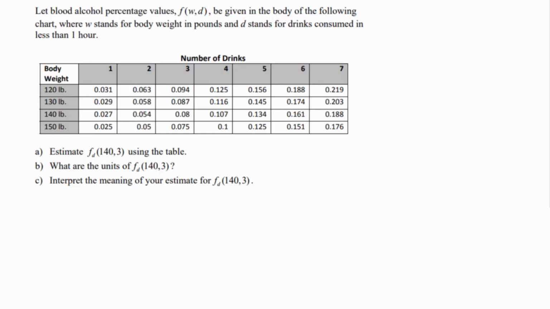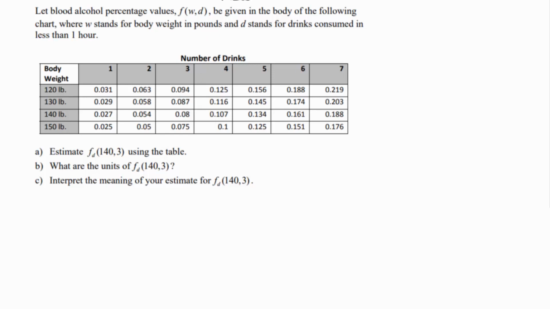Okay, it says let blood alcohol percentage values F of W, D be given in the body of the following chart, where W stands for body weight in pounds and D stands for drinks consumed in less than 1 hour. Estimate the partial derivative of F with respect to D, that's the number of drinks, right? At 140, 3, using the table. All right.